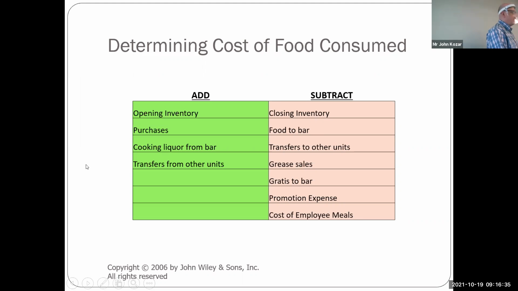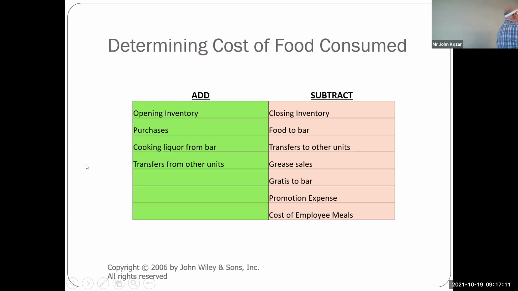We're going to subtract our grease sales because we did pay for that grease, but we're actually getting some money back for it. But it's not really like selling a steak or a sandwich. Gratis to the bar: if you're doing something that you give free at the bar, you might have a special guest that you wanted to send some food out to, but you're not going to get any money out of it.